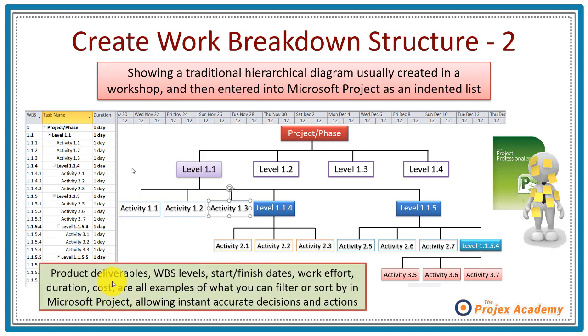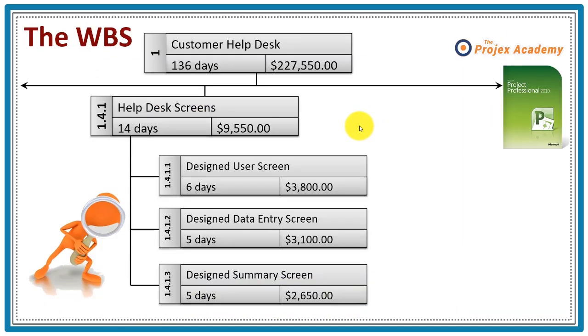Now this is quite important, because once you have this within a project file, you'll have a great deal of power, because all of your product deliverables, your work breakdown structure levels, your start and finish dates which you've yet to generate, the work effort which you've yet to generate, the duration of each activity, the cost of each activity, and of work breakdown structure nodes, are all examples of what you can filter or sort by in Microsoft Project, allowing you instant and accurate decisions and actions when it comes to the monitoring and controlling process group. And here's a little snapshot example of what a node, as it's called, on the work breakdown structure might look like.